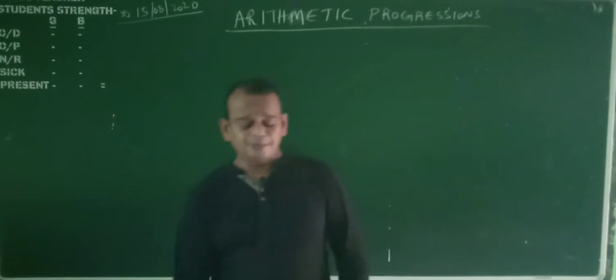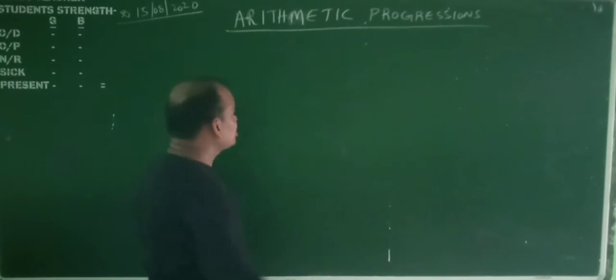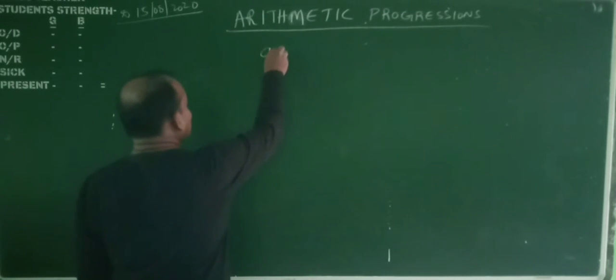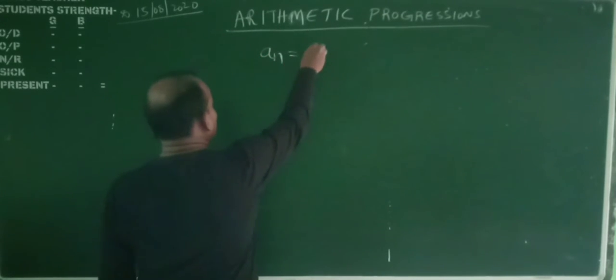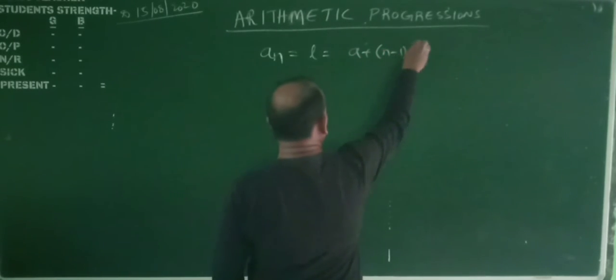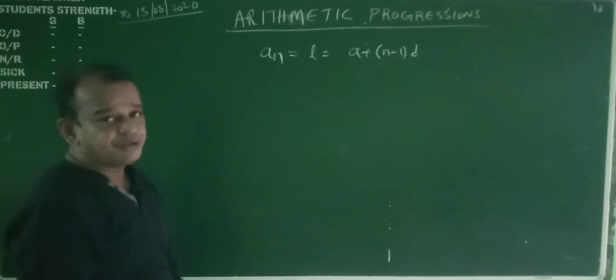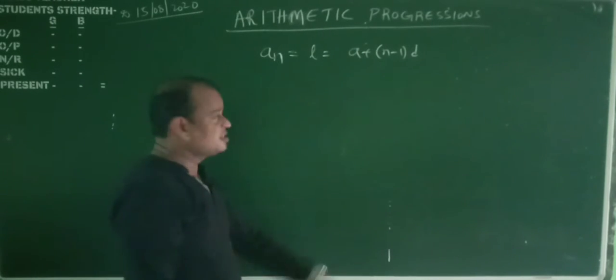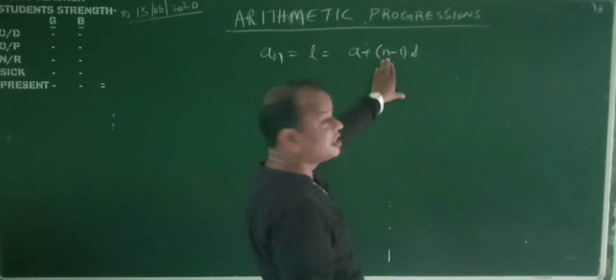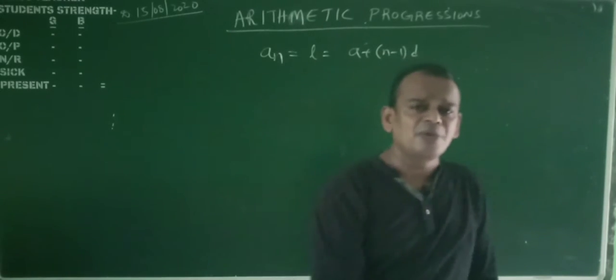Now in particular, we will find a particular term or the last term of the expression by using the formula. The nth term of the series, a_n, is equal to L, which is equal to a plus (n minus 1) into d. You know the formula? Yes. a plus (n minus 1) into d. a is called the first term, d is called the common difference, and n is called the number of terms in that expansion. Okay, my dear students.